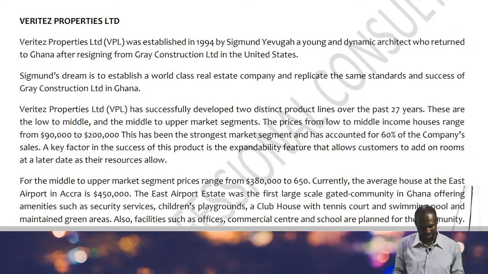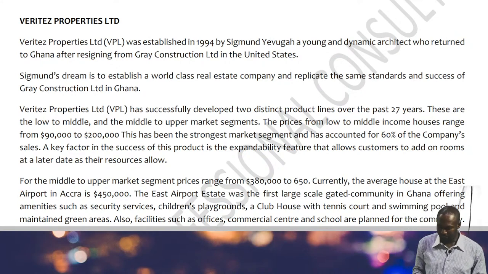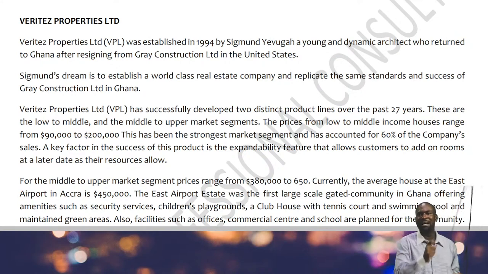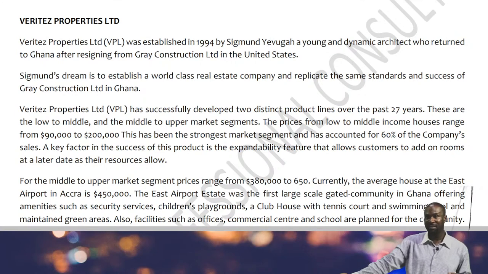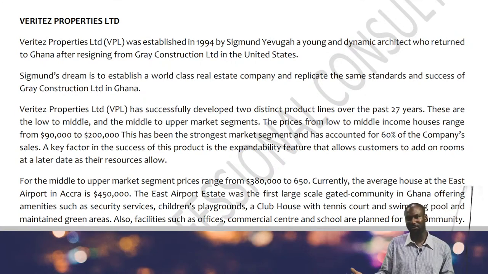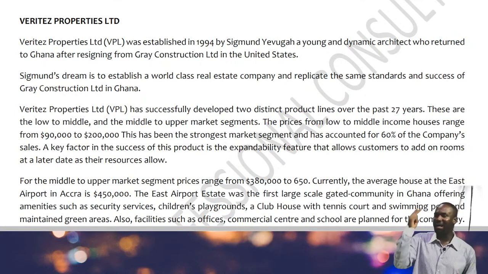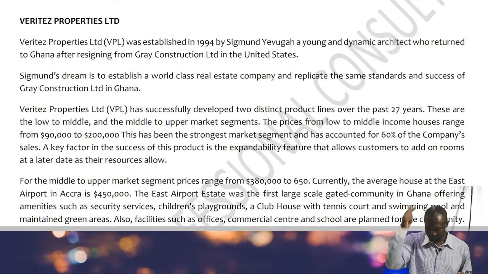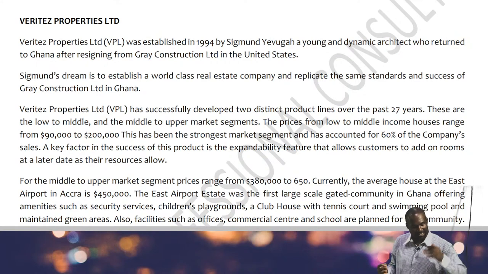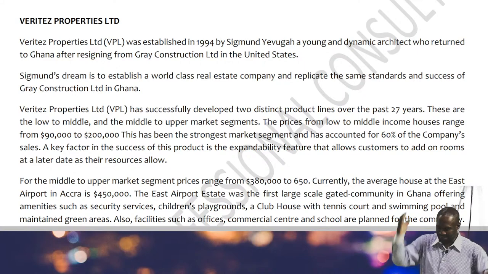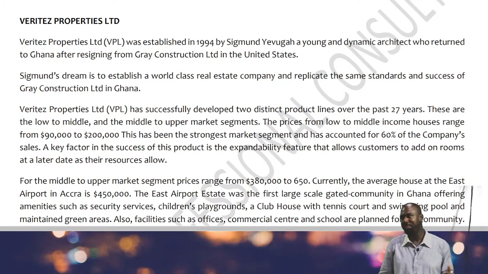Now, Veritas has successfully developed two distinct product lines. And align that, because their product line will influence their competitive strategies. Remember, their business level choices. Are we clear? All those things will influence that. So they have how many product lines? Two product lines. These are the low to middle and the middle to what? Upper. How are we looking at it?